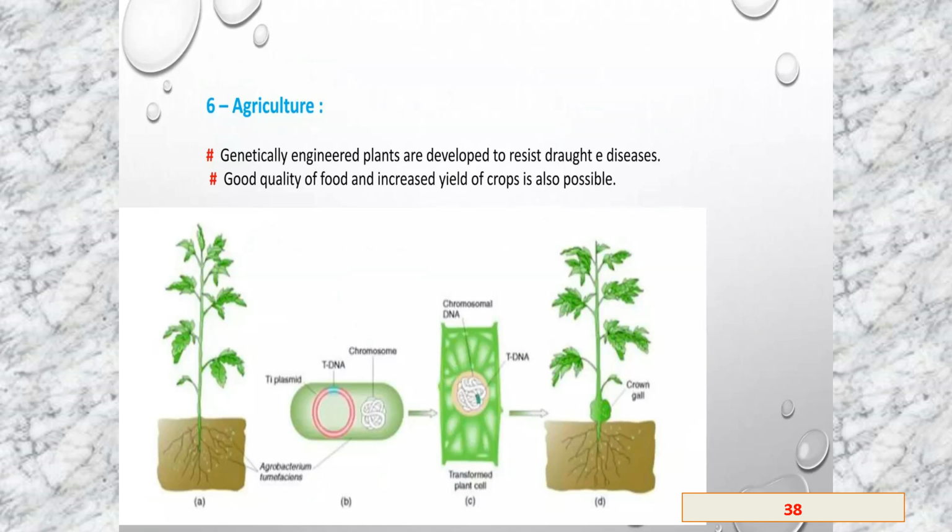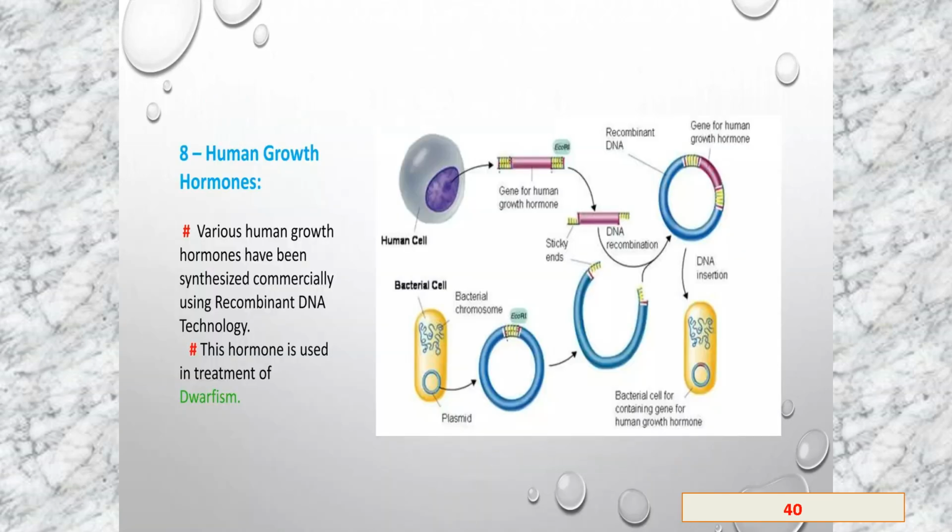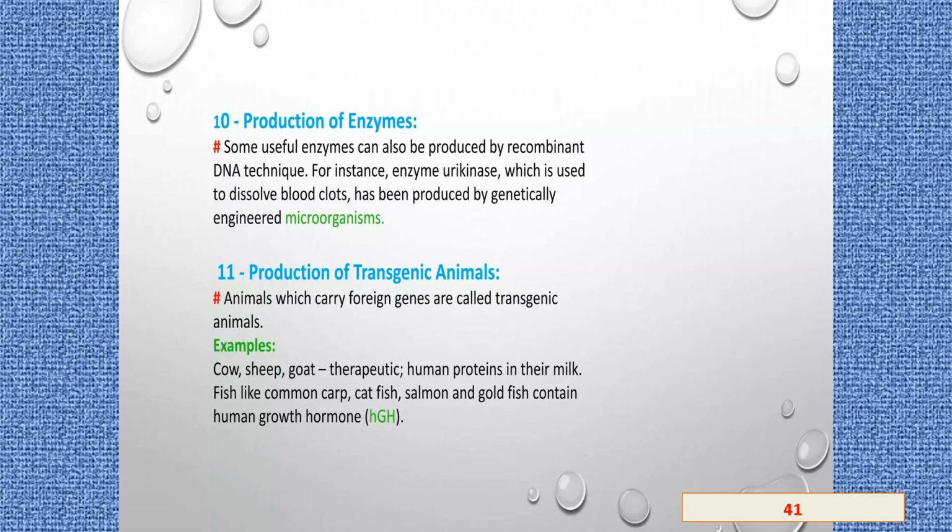In agriculture also, there are new types of plants, biologically engineered, like BT cotton and many more, but there is a lot of opposition from the people. They say it is against nature. Then there is production of enzymes and of transgenic animals, like HCG, human chorionic gonadotrophin, a therapeutic agent prepared from human proteins in their milk. Fish like common carp, catfish, salmon, and goldfish contain human growth hormone.